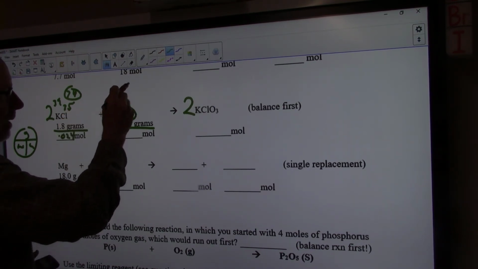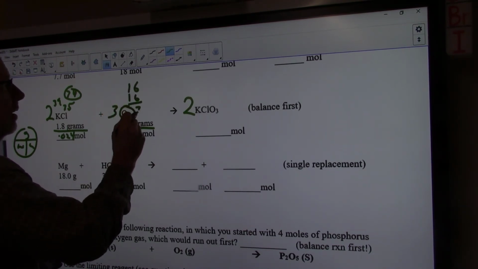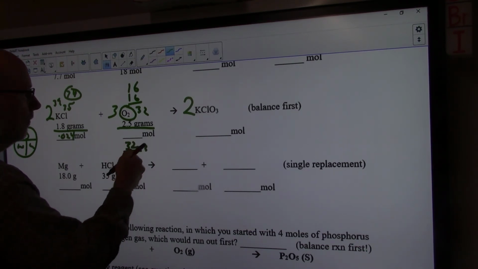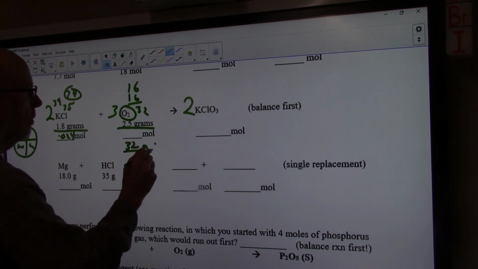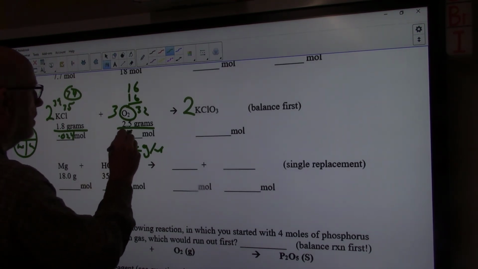So I look at the periodic table, I see it's oxygen, that oxygen is 16. I've got 2 of them. 32. So 32 grams per mole. Moles equals grams divided by molar mass. 2.5 divided by 32, 0.078. All right.